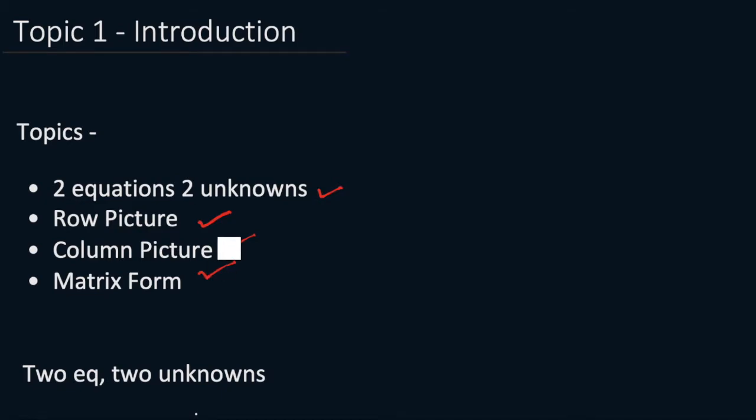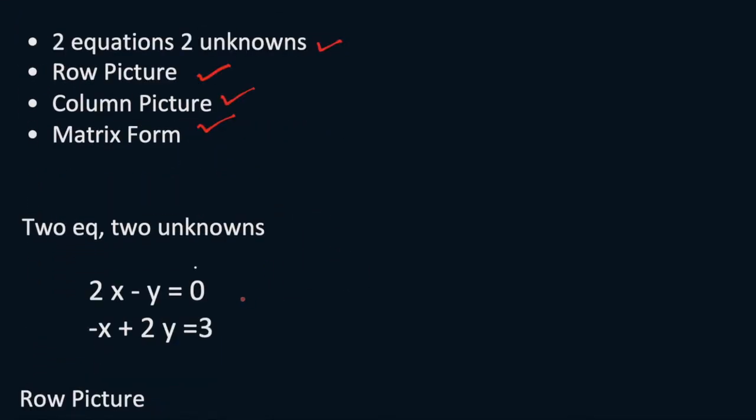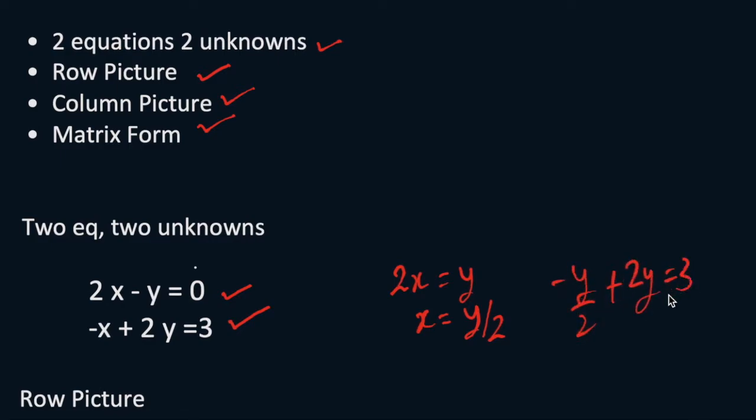Let us look at what our two equations are. Our two equations here are 2x minus y equals 0 and minus x plus 2y equals 3. Now you can solve these equations. You can put 2x equals y, then our x will be y over 2. Now you can put the same, minus y over 2 plus 2y equals 3. In this way we get y equals 2 and x equals 1.